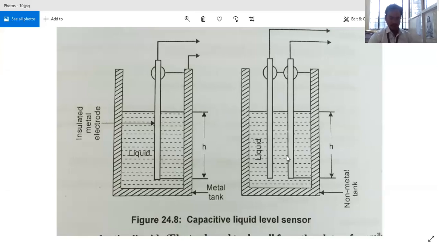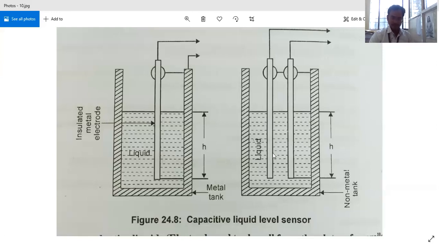And in this second case, the electrodes and the liquid, these two, will form the plates of the parallel plate capacitor, and the insulation between them acts as a dielectric. The insulation that is present between them will act as the dielectric.